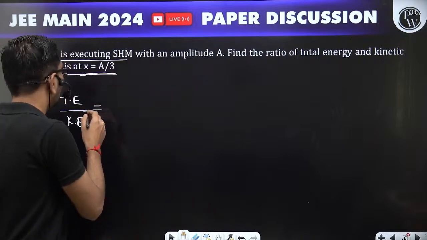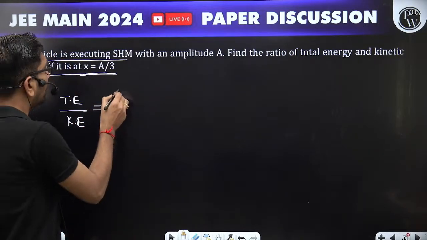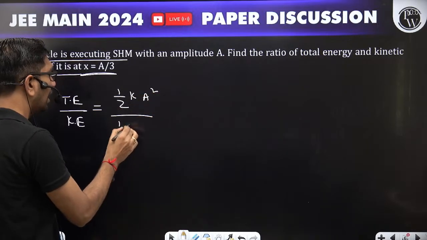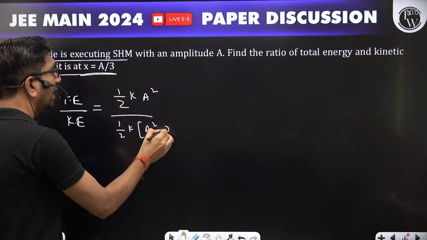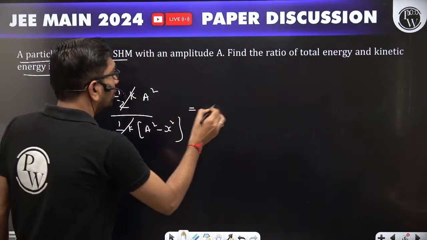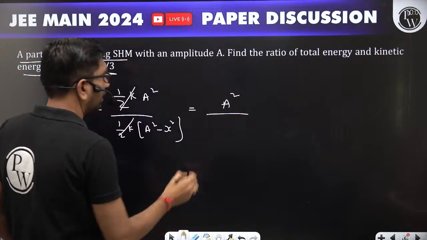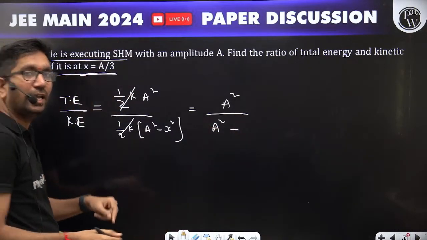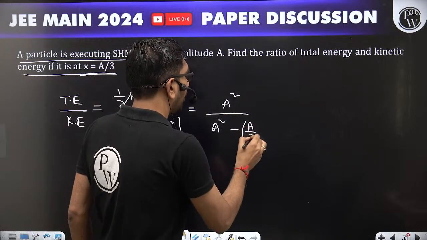Yes. So the thing is, you have to remember the formula. What is the formula? Total energy is half k a square, and here the kinetic energy is half k in bracket a square minus x square, right? Half k gets cancelled. So finally, a square upon a square minus x square, where x value he has given as a by 3, right? A by 3 whole square.